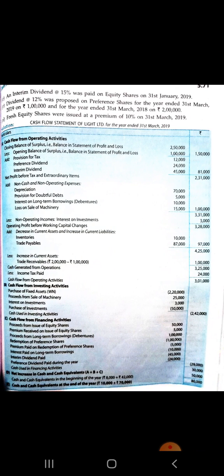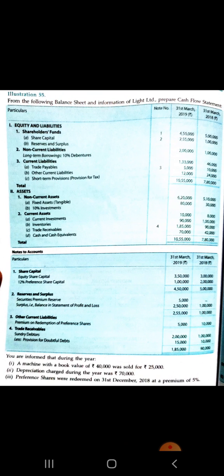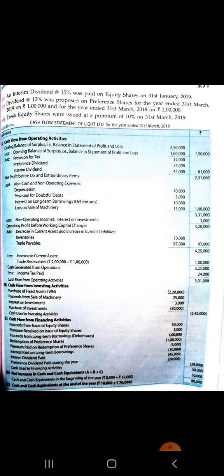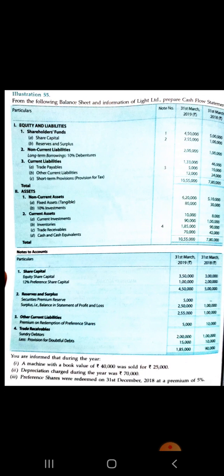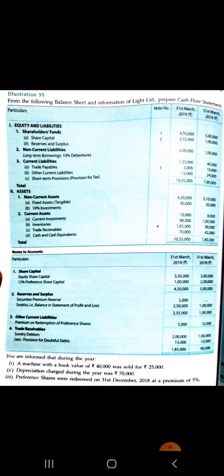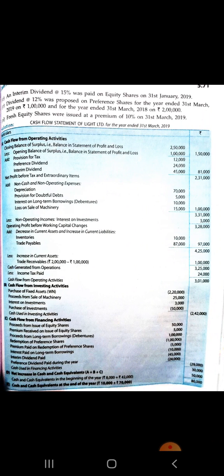Date of issue is given in the last adjustment, 31st March 2019. Interim dividend paid on equity shares is 3 lakh into 15 by 100, because the fresh issue was made on 31st March 2019 only. So the interim dividend is calculated on the basis of previous year's amount, which is rupees 3 lakh, 3 lakh into 15 by 100.